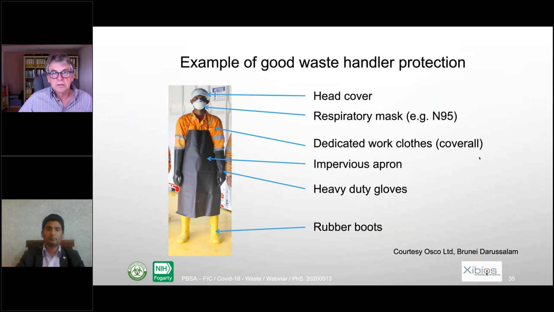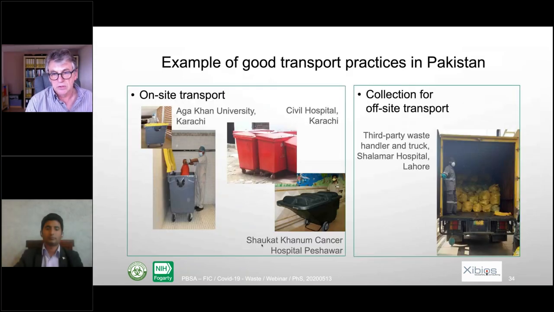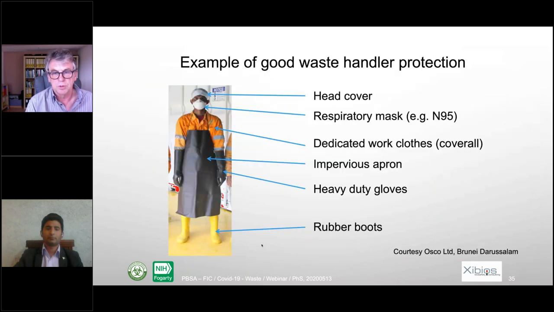An example of very good protection of a waste handler, and again, this was taken in Brunei Darussalam. Head cover, a face mask, in this case a protective respiratory mask, N95. Specific work clothes, so it's not the clothes that person will wear when going back home, and because the risk of spill when carrying the bags is mainly at the front, an impervious apron, heavy-duty gloves. It's useless to give them laboratory gloves. They are not resistant enough. And also boots. Brunei is a very hot country, and it's the same situation in Pakistan. It's hot and humid, and those people comply with the obligation to be protected like that. This is to illustrate and perhaps to give some ideas of things that could be improved.